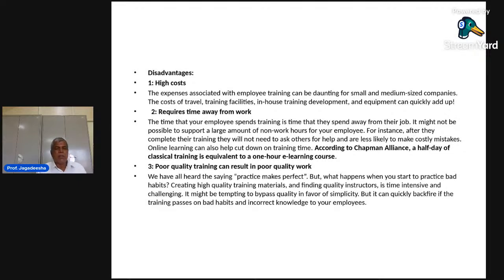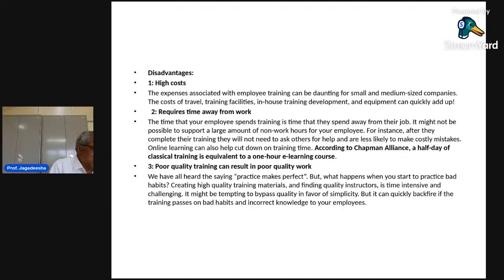Yes, dear students, having understood the merits and advantages of training, this is the time for us to understand the disadvantages of training. The advantages are too many. When you look at them, I think the advantages outweigh the disadvantages. Therefore, it becomes very important for every organization to go for training and development. But still, let us try to understand the disadvantages.